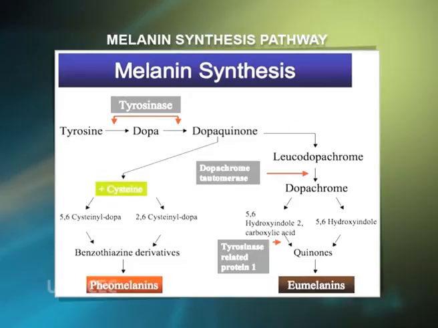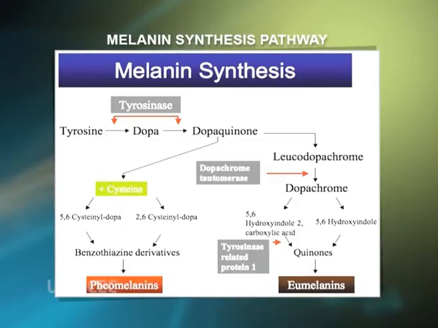Also, dopaquinone can be converted to leukodopachrome and follow two more pathways to the eumelanins. Dopaquinone gives rise to leukodopachrome, which gets converted to dopachrome, which later converts to 5,6-dihydroxyindole 2-carboxylic acid, which later gets converted to quinone and finally to eumelanin.